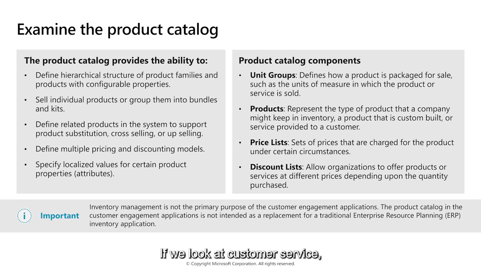If we look at customer service, the product catalog can be used by different support records such as cases, knowledge articles, and entitlement records. For example, knowledge articles can be associated with products from the catalog to make it easier to find articles for supporting a specific type of product.